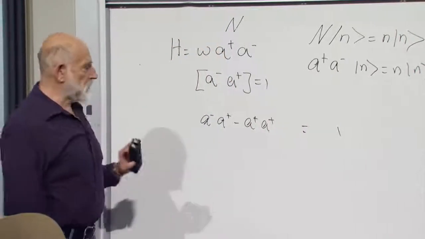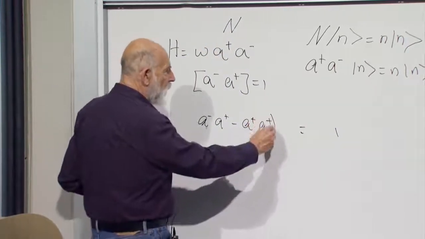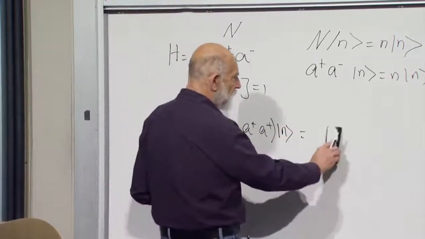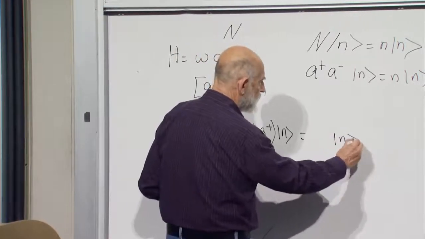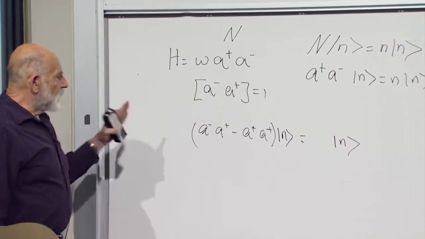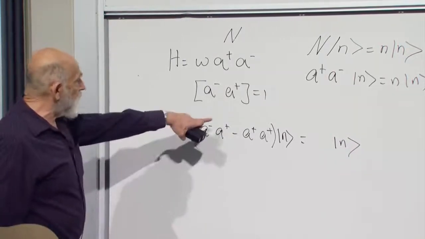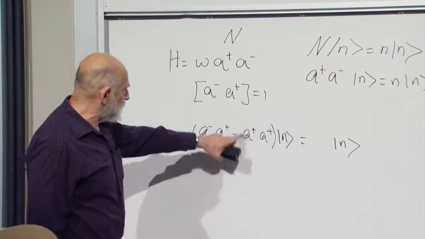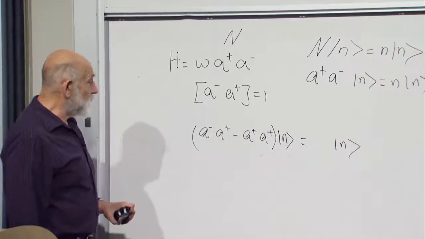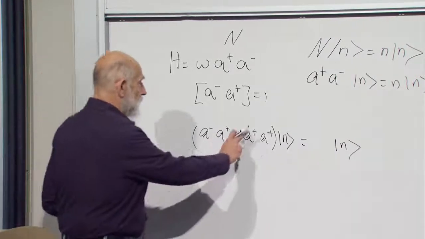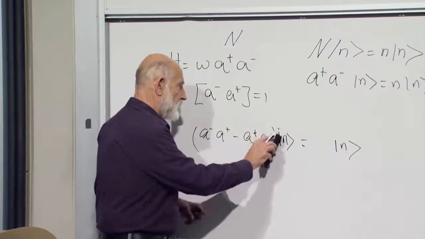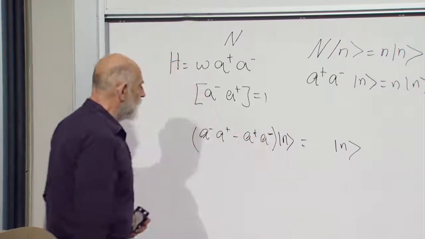But let's take this operator, this equation, and operate on the state n and see what we get. You agree with this equation? It's just a commutation relation, a minus a plus minus a plus a minus equals 1. Good.